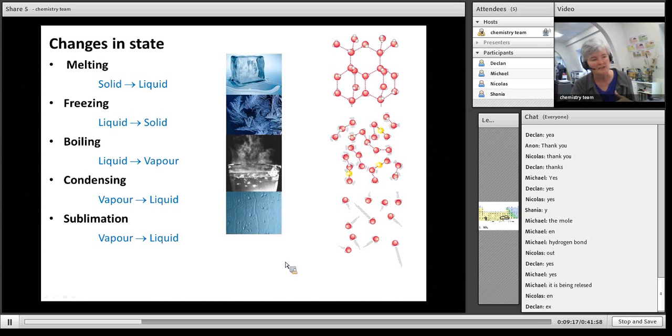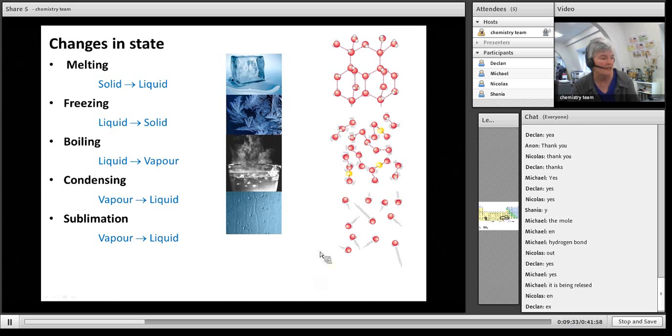And then, of course, you've got the sublimation, where you go straight from the solid to the gas, and straight from the gas to the solid. And so, of course, a lot of energy is being released because you're going from no intermolecular forces to lots of them.